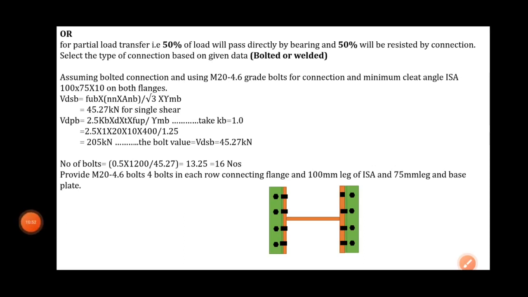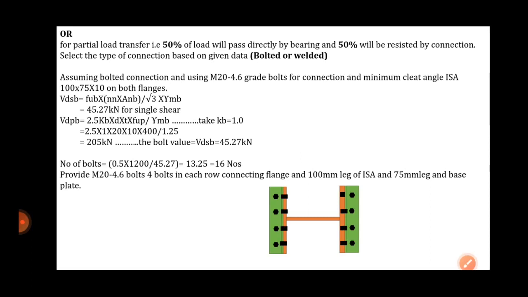Our number of bolts is calculated by 0.5 into 1200 divided by the minimum value of VDSB and VDPB. Now, why are we multiplying the 1200 by 0.5? That is because we have assumed that 50% of the load will be transferred by the connection. So your number of bolts is 13.25, which, on the safer side, we are assuming as 16 bolts.